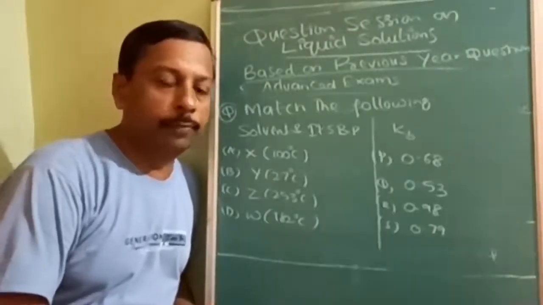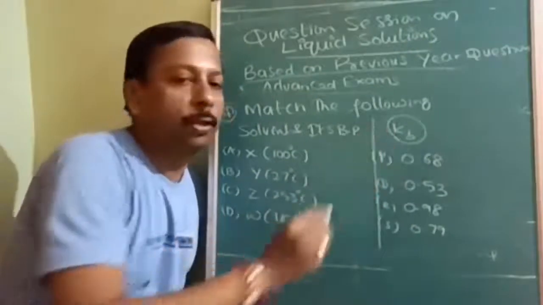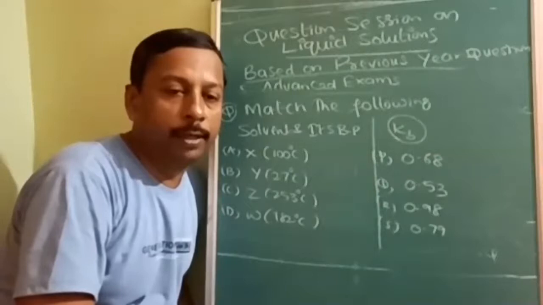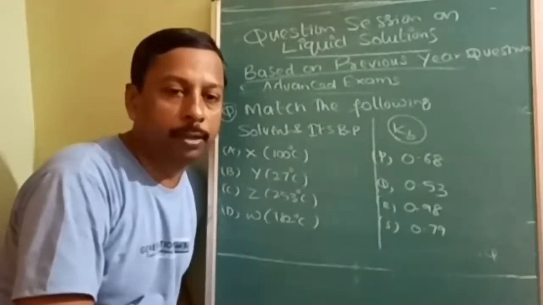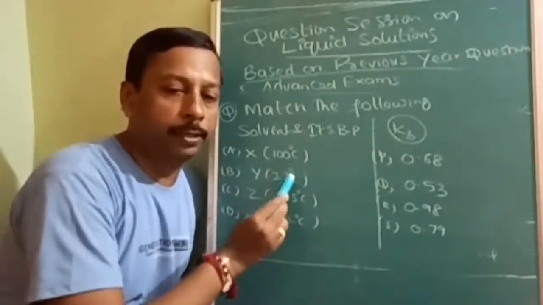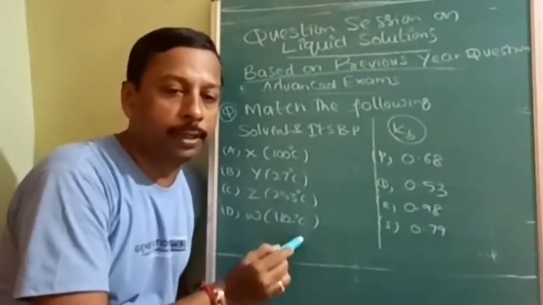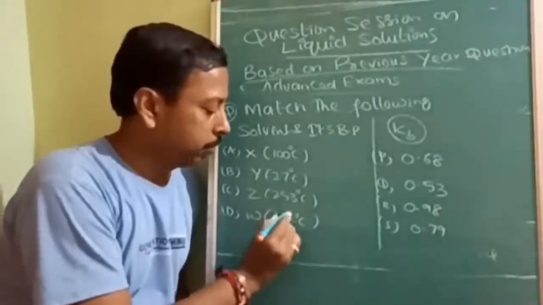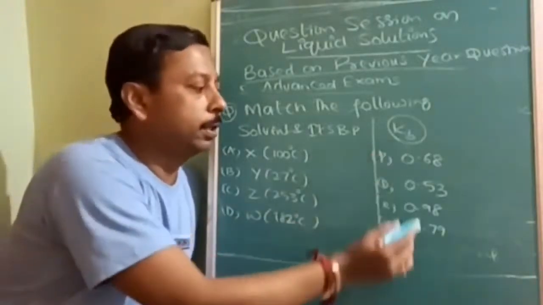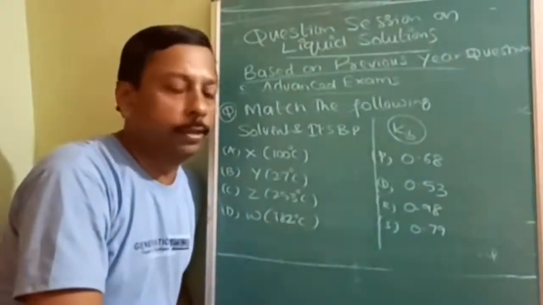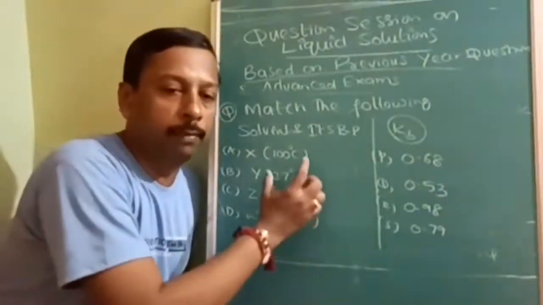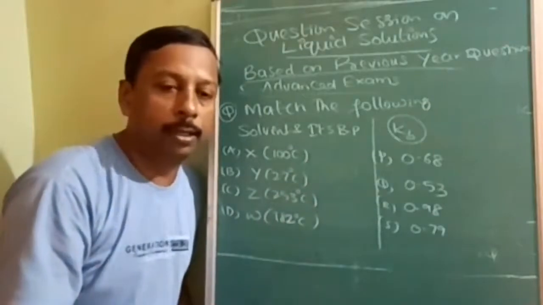Okay, this question is formulated upon the formula of the Kb, the molal elevation constant or ebullioscopic constant. These are the solvents along with their boiling points: 100 degrees Celsius, 27 degrees Celsius, 253 degrees Celsius, and 182 degrees Celsius. Now Kb values are given here. Understood? So along with the Kb values, you have to find out the relation between boiling point and Kb, and accordingly select.